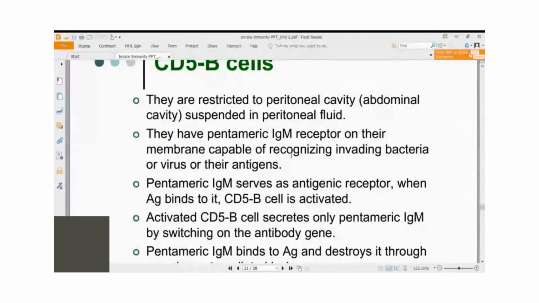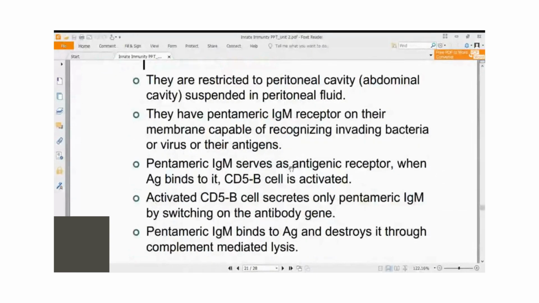CD5 B cells get activated because they bind to that antigen readily through their pentameric IgM molecule, and they swallow this antigen and process it and destroy it. At the same time, those CD5B cells which were bound to the antigen get activated. And those activated CD5B cells will start secreting copious amounts, a large amount of IgM molecule.